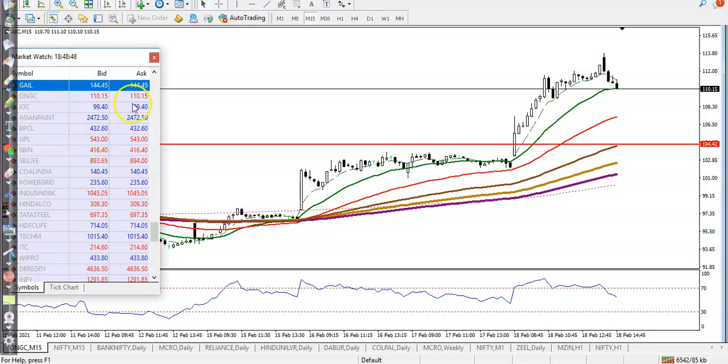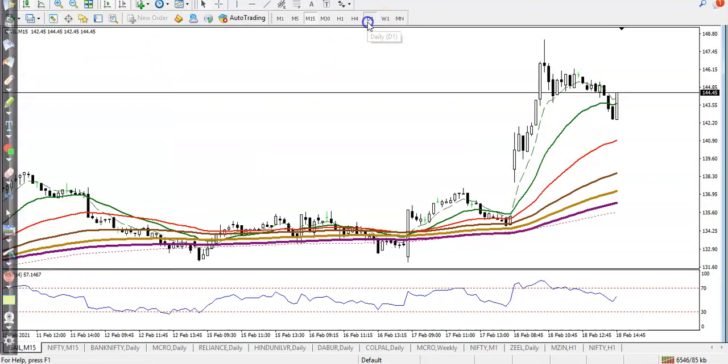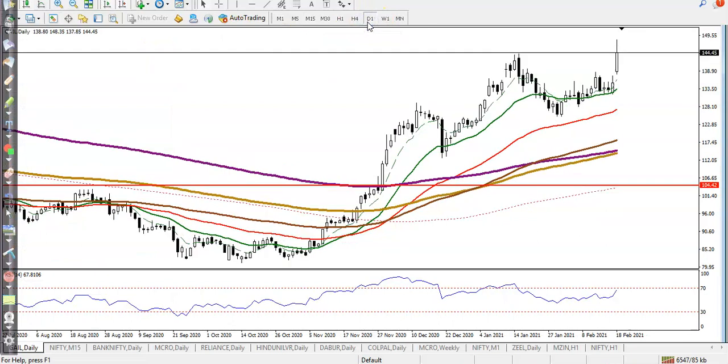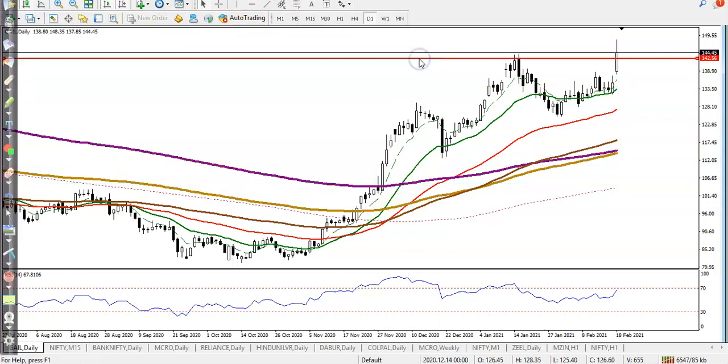Okay, Gale. All right, this one, Gale. First, let's see in a daily time frame. The price is exactly near this resistance line. So here we see it. Price broke and today just closed above this resistance line.